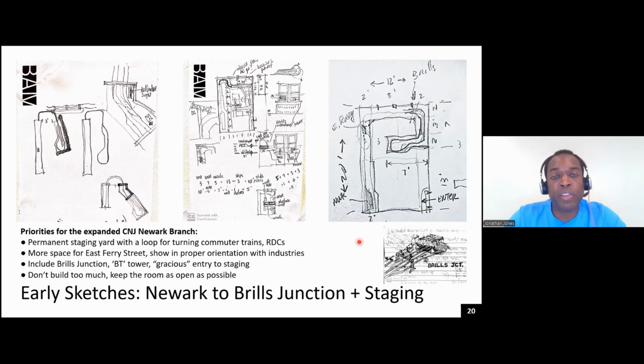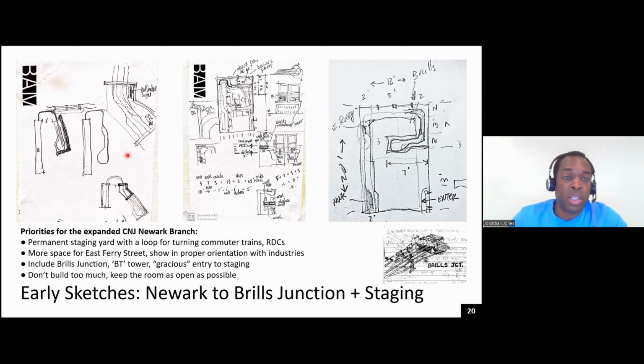I wanted to have some more room for East Ferry Street so I could do it justice, so I didn't have to flip its orientation just to get it to fit. As we were saying before, I wanted to include these new LDEs of Jefferson Street and BT Tower, Brills Junction. I wanted Brills to function as a gracious entry to staging. And on top of that, I didn't want to build too much. I didn't want to build a layout that would overwhelm me, and I didn't want to build a layout that would overwhelm the room. I wanted to keep the room, especially the center of the room, as open as possible.